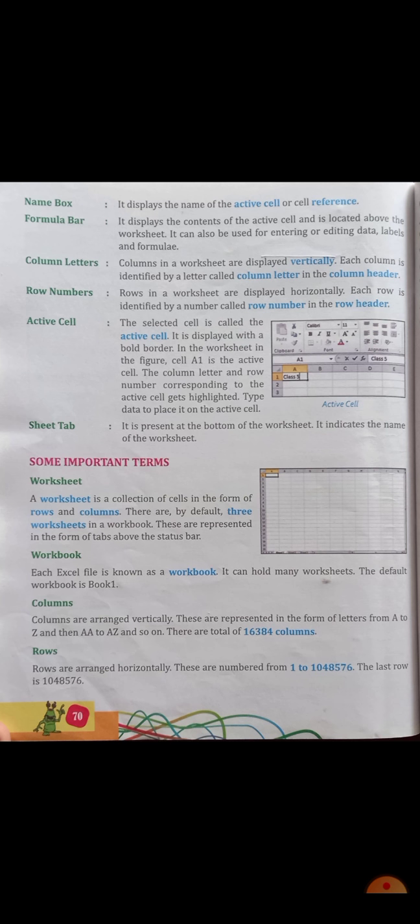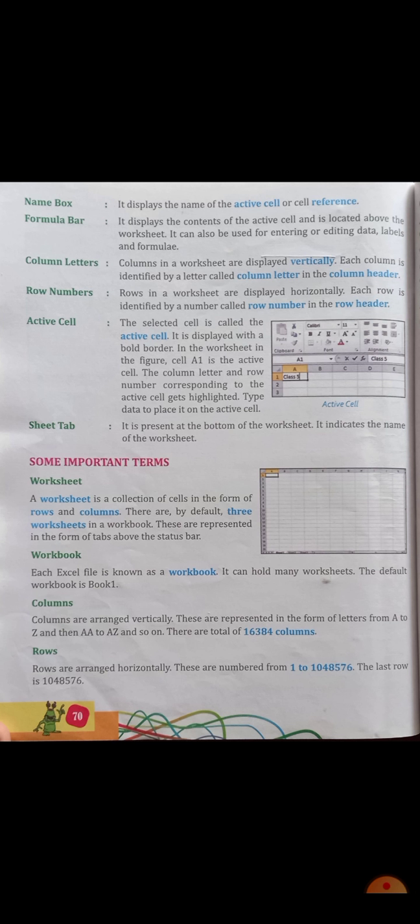These are represented in the form of tabs above the status bar. Now what is a workbook? Each file is known as a workbook. It can hold many worksheets. The default workbook is Book1. That means whichever workbook is there by default is called Book1, which you will find every time whenever you open MS Excel.